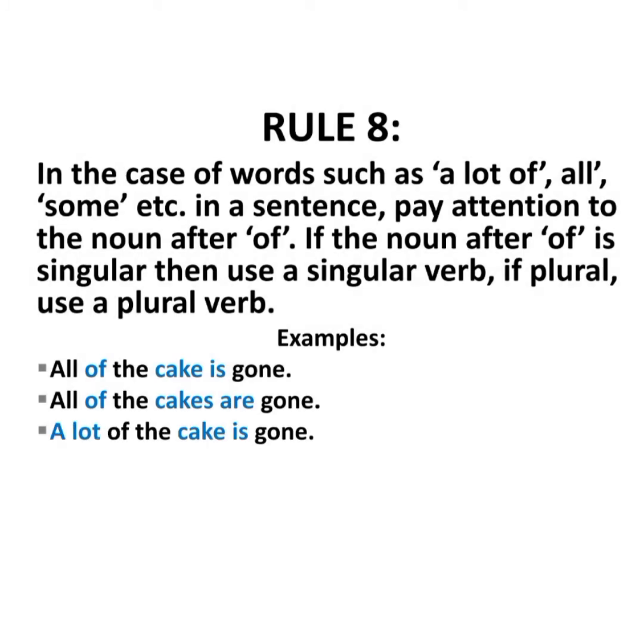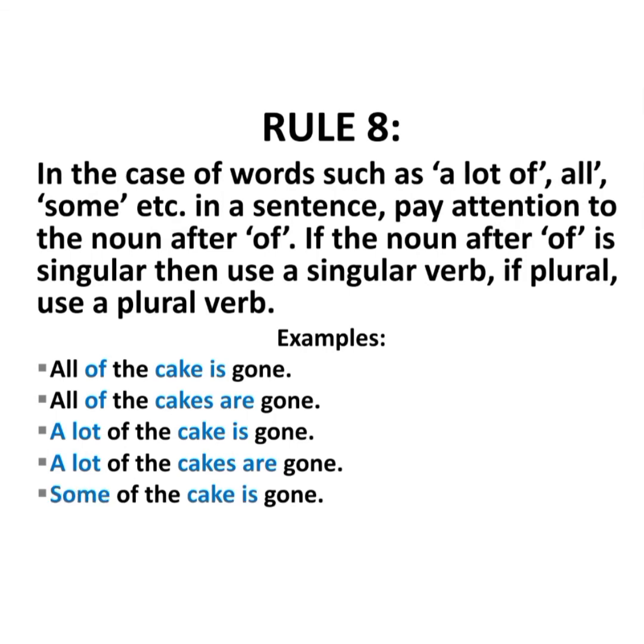A lot of the cake is gone. So which is the noun closest to of? Cake. And cake is singular, so you must have singular verb is. So a lot of the cake is gone. A lot of the cakes are gone. Since we have cakes plural, we must use plural verb are. Some of the cake is gone. Here cake is singular, so you must have singular verb. Some of the cakes are gone. So I think this is simple enough.